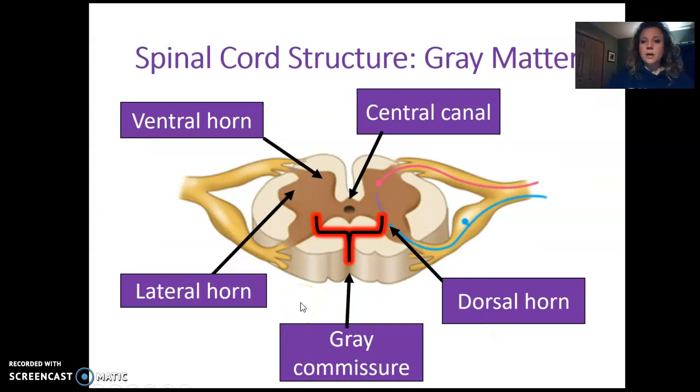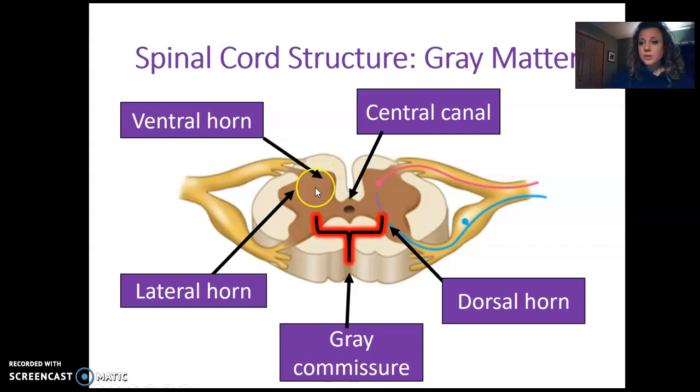The gray matter of the spinal cord is found on the inside of the spinal cord, and the white matter surrounds it. And I just want to point out that this is opposite to the brain. In the brain, the gray matter is on the outside and the white matter is on the inside.